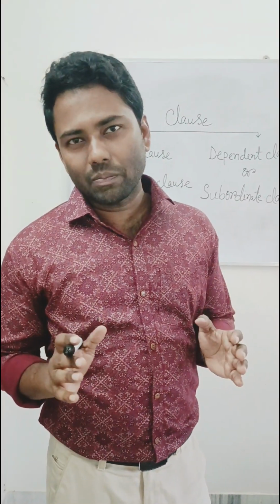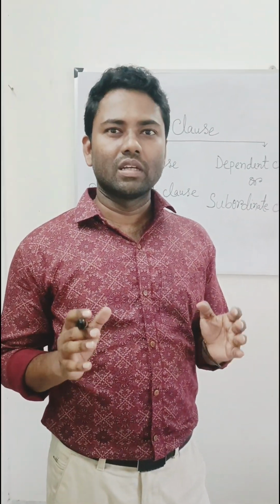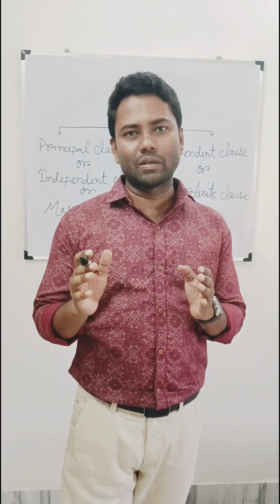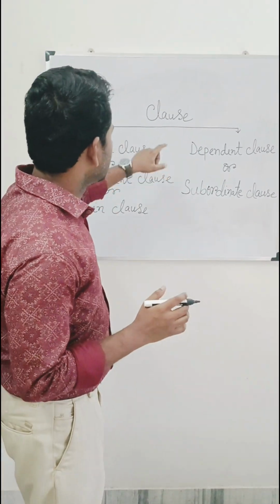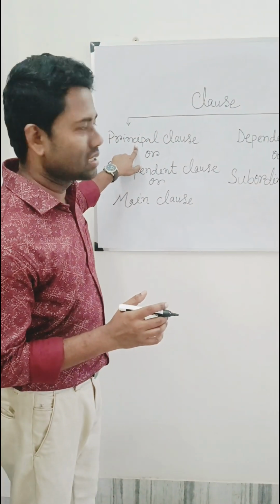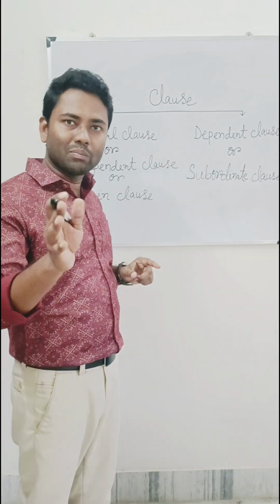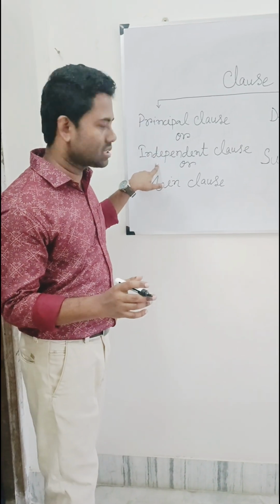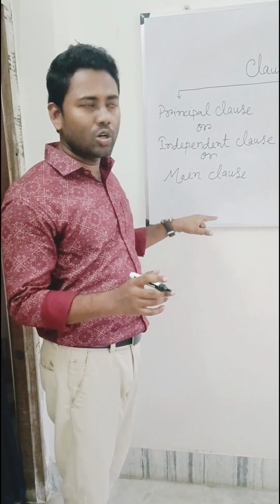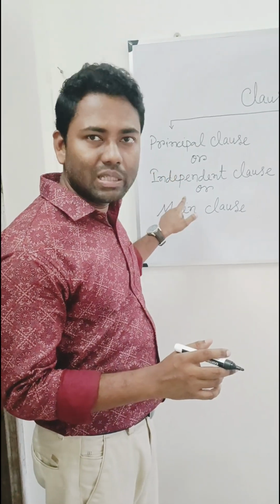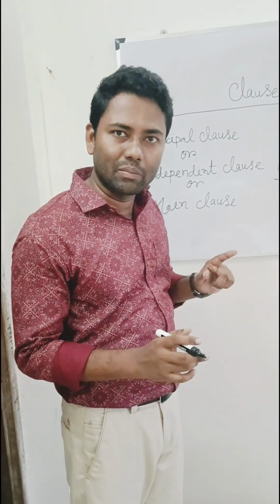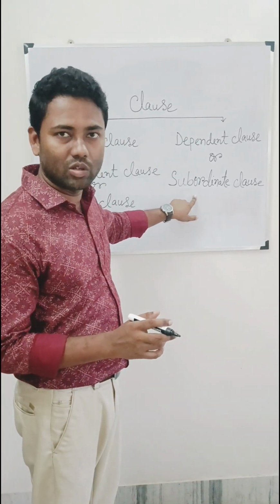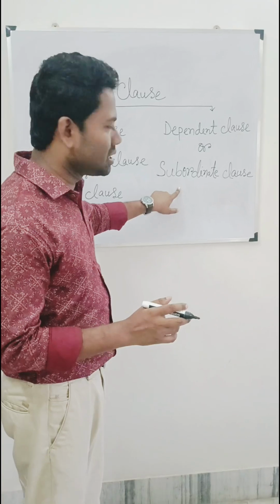Okay, to sum it up, let me tell you once more. A clause is a group of words that has a subject and a finite verb, and basically a clause is of two kinds, principal clause and dependent clause. Remember, principal clause has other names also, like independent clause or main clause. So principal clause, independent clause or main clause are same. Similarly, dependent clause may also be called subordinate clause. Dependent clause or subordinate clause are same.